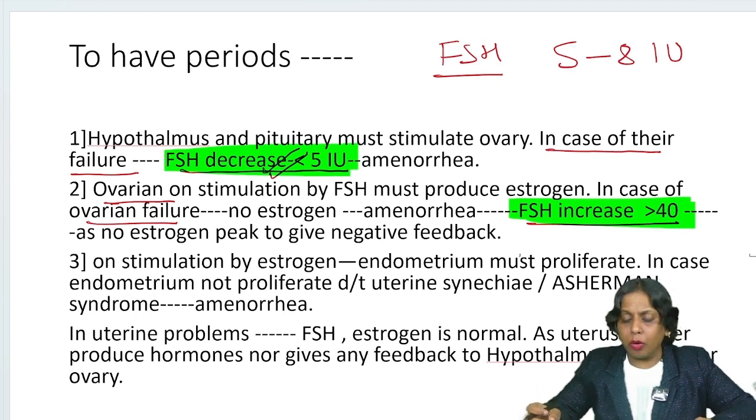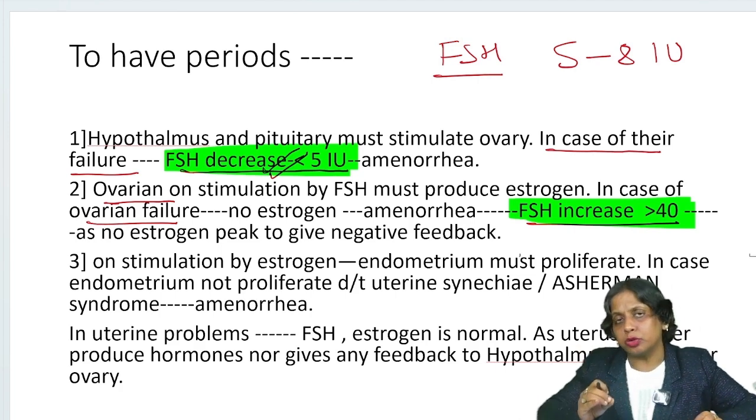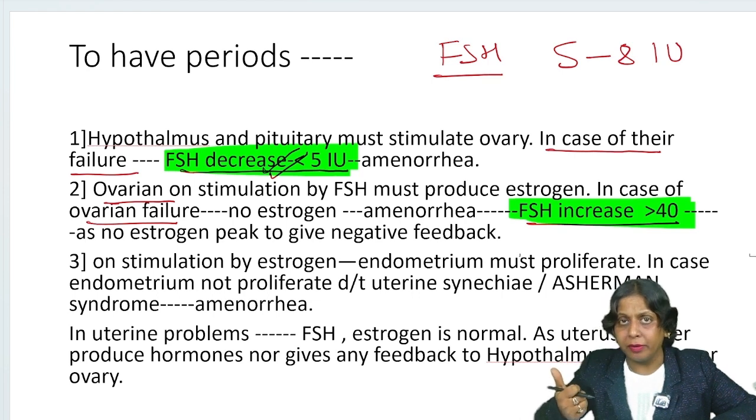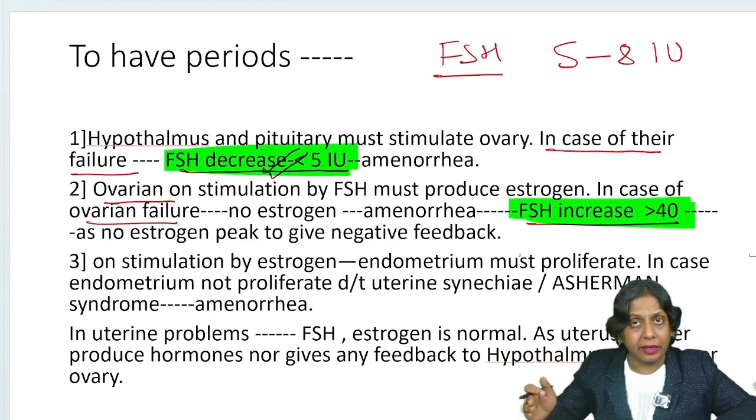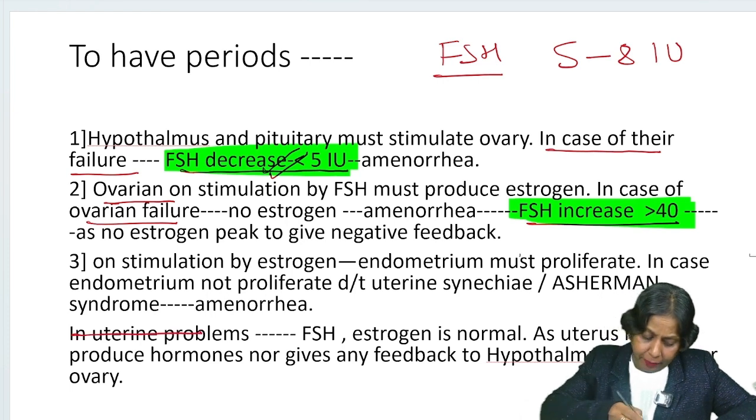Now, I told you that this estrogen released from the ovary acts on the uterine endometrium and makes it proliferate. What if the endometrium is not proliferating? There may be adhesions in the uterus which do not let the endometrium proliferate, like in Asherman syndrome. Again, the patient will end up in amenorrhea, right? So the third cause will be the uterine pathologies.